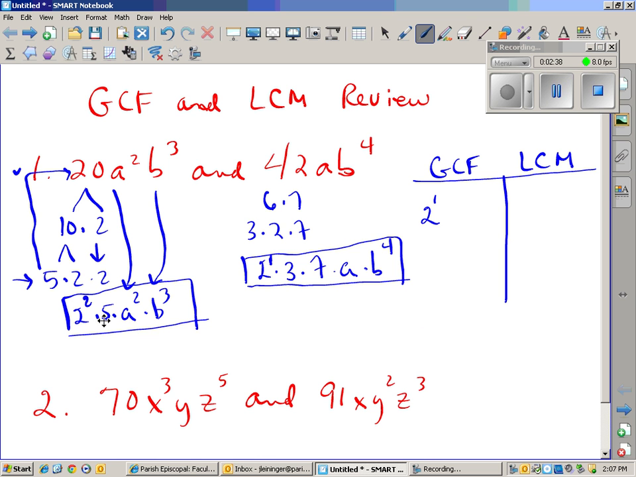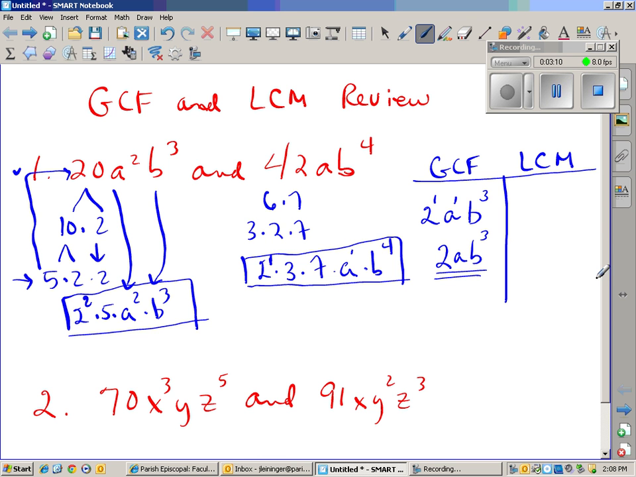I see a 5 in this box, but not over here. I see a 3 in this box, but not over here. I can't write either one of those numbers in my GCF column. I see an A and an A, and the smallest power I see of A is to the first, right there. And I see a B in both boxes. The smallest exponent I see is 3. Our GCF is 2AB cubed.